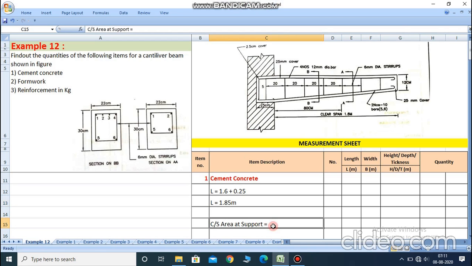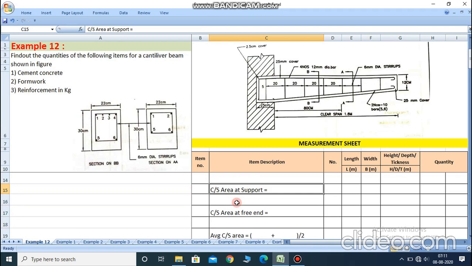Now we find the cross section area at the support. See this figure: on the support side, the dimension of the column is given as 22 centimeter by 30 centimeter. So the cross section area at the support is equal to 22 centimeter converted into meter, 0.22, multiplied by 0.30. So we got an answer of 0.066 meter square.